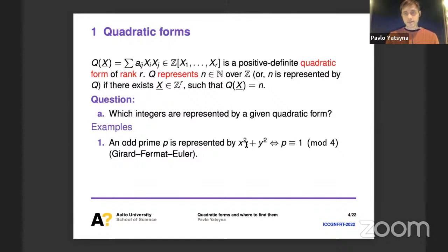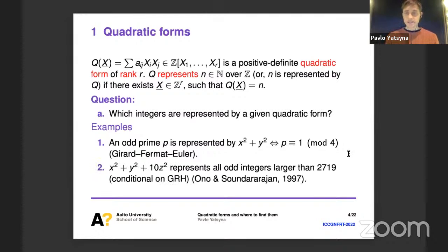For example, we know that x squared plus y squared represents an odd prime if and only if this prime is congruent to 1 mod 4. Probably a slightly less known example is the Ramanujan-Tannery form, which says that x squared plus y squared plus 10z squared represents all odd integers, but they need to be larger than 2719. And this result was proven only conditional on GRH in 1997 by Ono and Sundararajan.